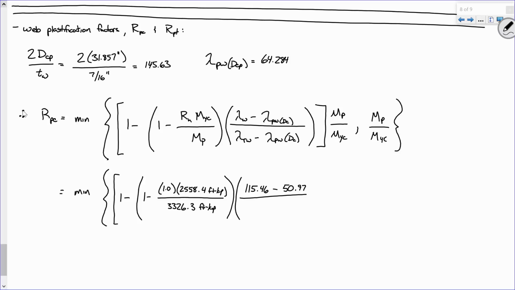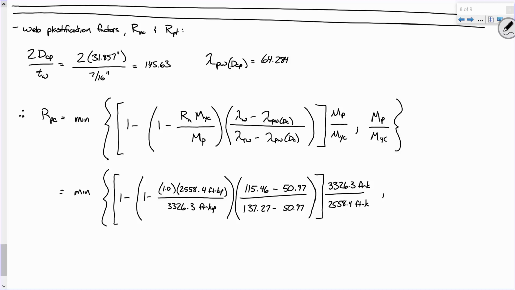And then lambda sub RW, 137.27 minus 50.97. So notice what's happening with the units. Everything's canceling, all right? And then we have MP over MYC, which is 3326.3 foot kips, and then we have 2558.4 foot kips. So all of that will give you a quantity.